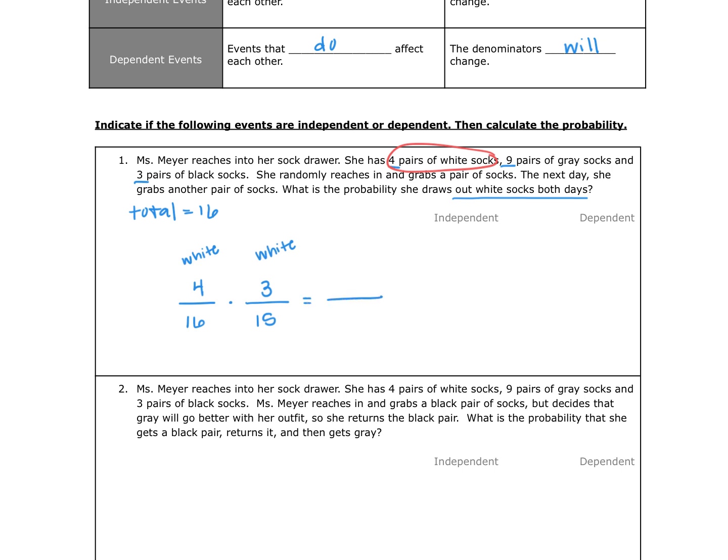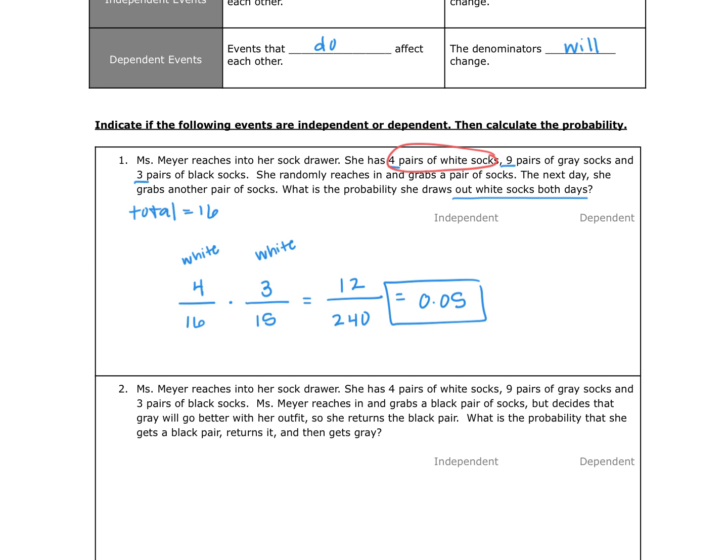When we multiply across the top, 4 times 3 is 12. And we're going to multiply across the bottom. 16 times 15 is 240. And then to break that into a decimal number, we're going to take that 12 and divide it by 240. So if I take 12 and I divide it by 240, I get 0.05. Okay, and we don't have to round that because that is just what comes out in my calculator, so there won't be any rounding.